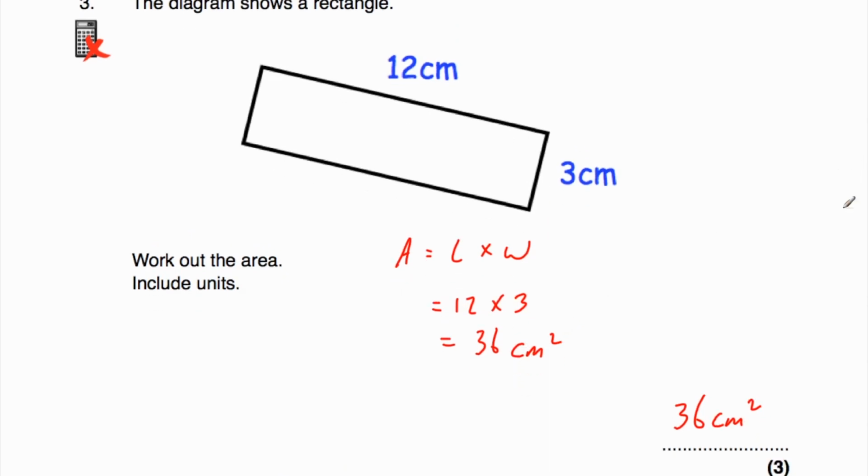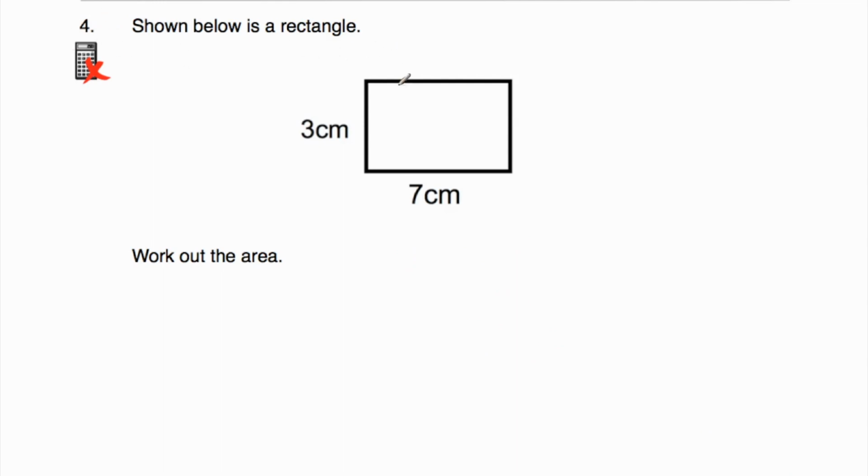Okay, question number 4. Question number 4 says, shown below is a rectangle. So we've got this rectangle. It's got a length of 7 centimetres and a width of 3 centimetres. And we've been asked to work out its area. So again, to get the area, we're going to do the length multiplied by the width. So the area is equal to the length multiplied by the width.